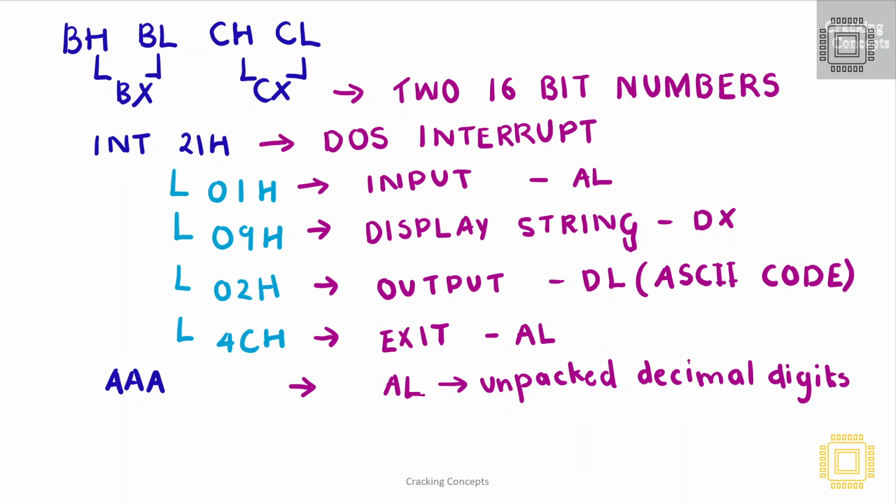For this purpose, I'll be using two registers BX and CX, where BH, BL, CH, CL refer to the higher and lower bytes of the registers respectively. For taking user input and for display purposes, I'll be using the DOS interrupt in the category int 21h. Now, this helps the user to handle the hardware resources such as the keyboard, display, hard disk, etc.